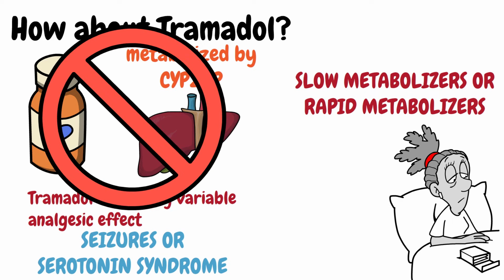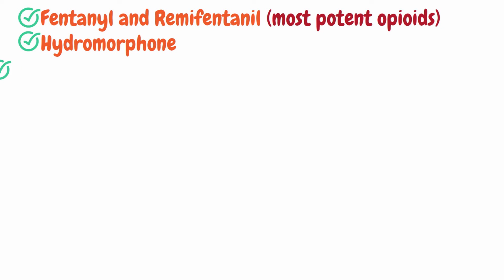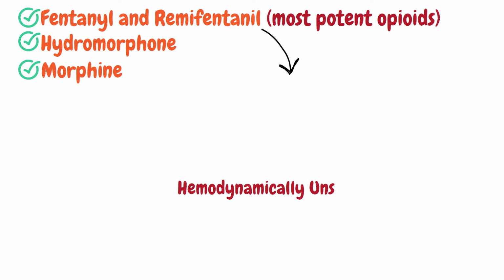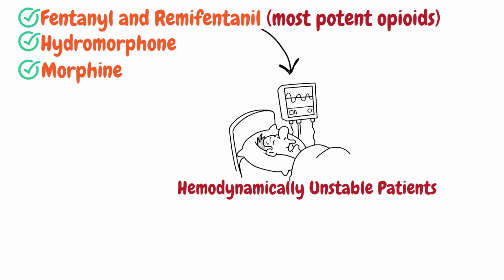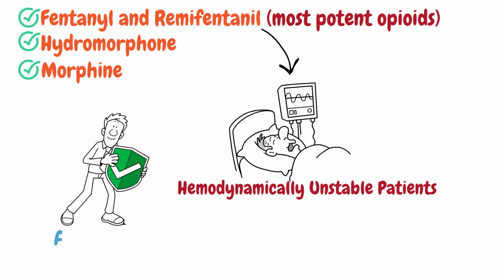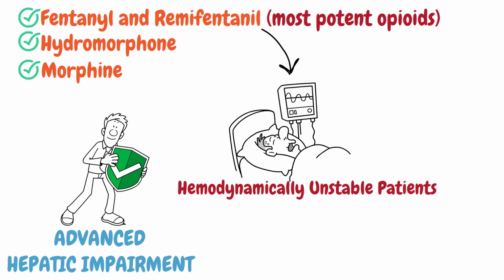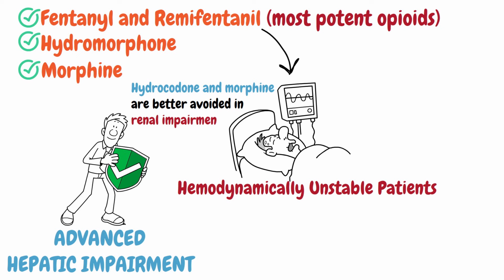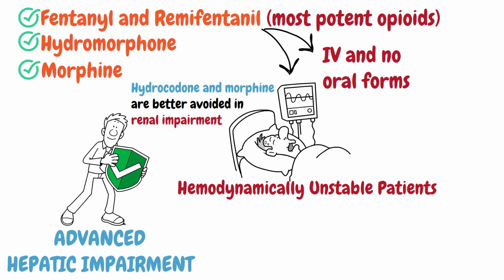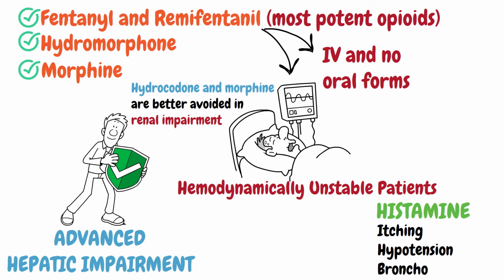So to sum this up, fentanyl and remifentanil are the most potent opioids, followed by hydromorphone, followed by morphine. Fentanyl and remifentanil are appropriate for hemodynamically unstable patients, making them appropriate for ICU patients. All opioids are safe in advanced hepatic impairment. Hydrocodone and morphine are better avoided in advanced renal impairment. Hydrocodone and oxycodone come in oral forms only, while fentanyl and remifentanil come in IV and no oral forms. Morphine and hydromorphone are associated with histamine release leading to itching, hypotension, and bronchospasm.